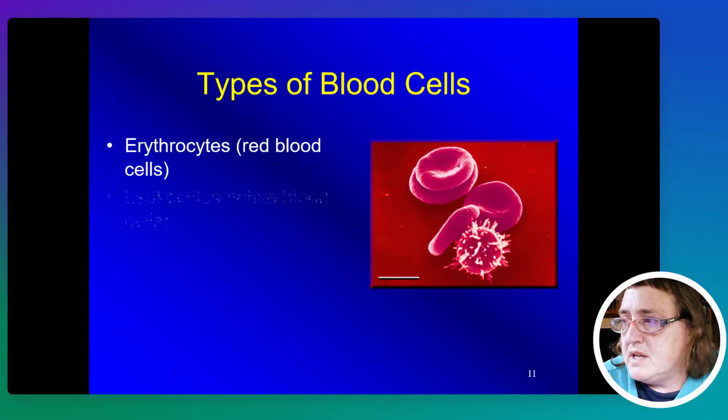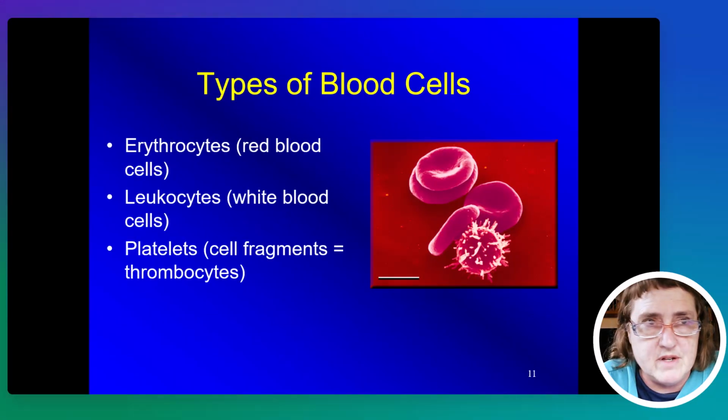Now, the types of blood cells include red ones, white ones, and platelets. The fancy word for red blood cells is erythrocytes. The fancy word for white blood cells is leukocytes, and sometimes platelets are referred to as thrombocytes.